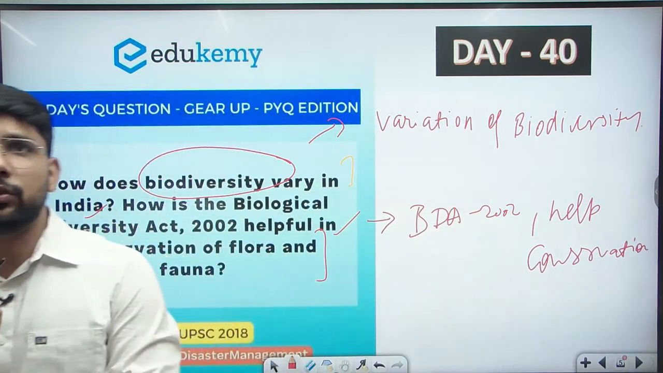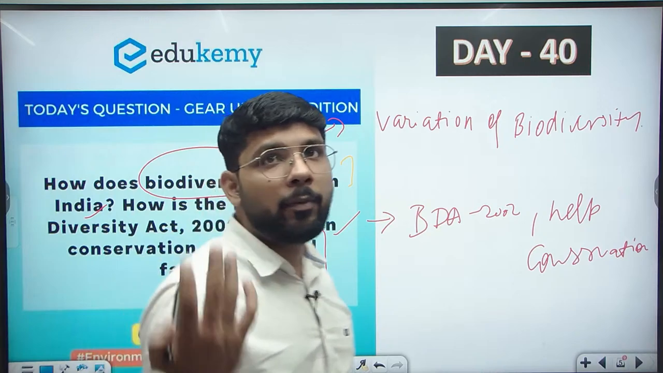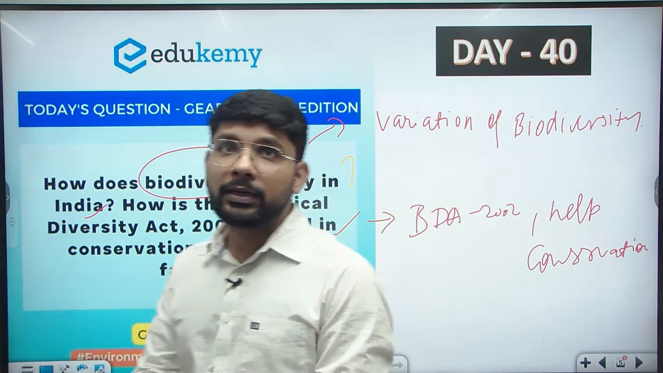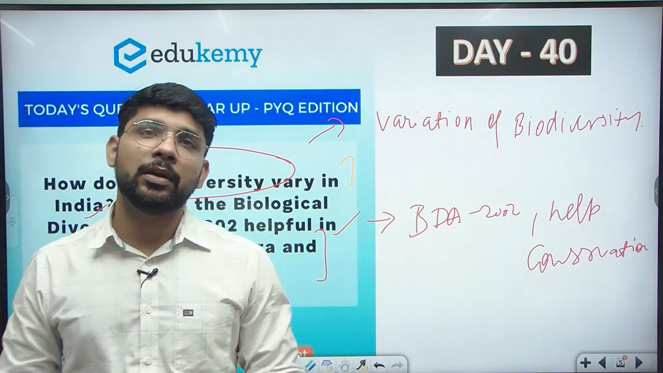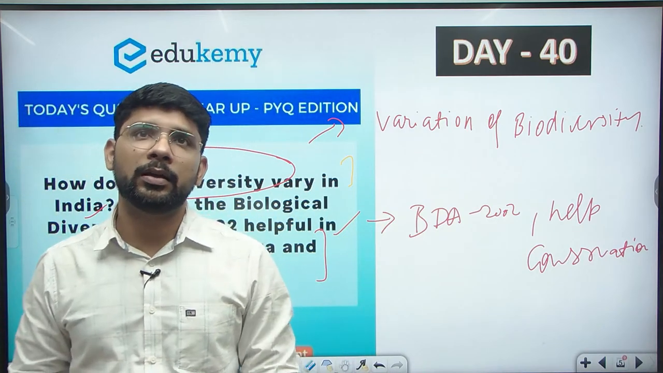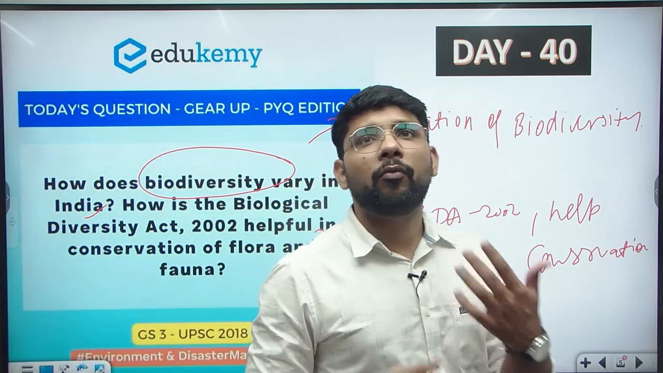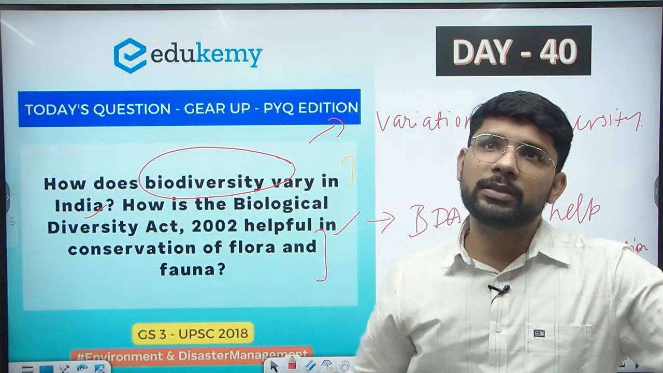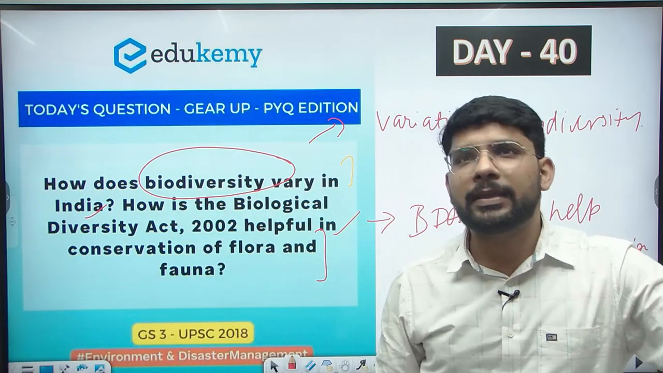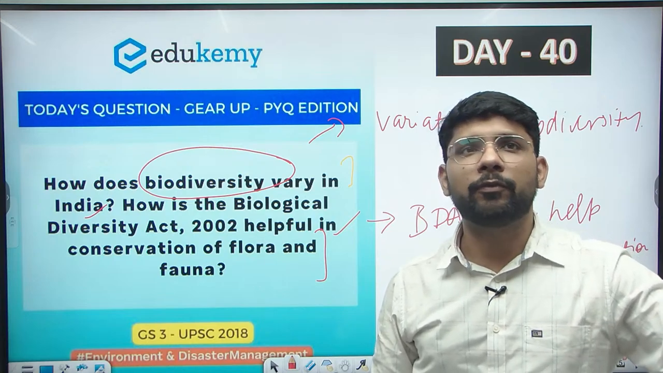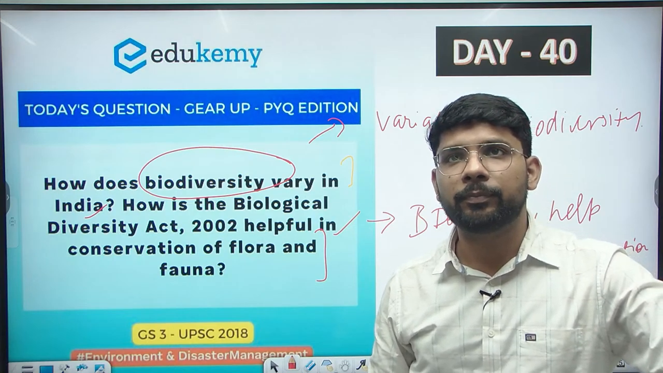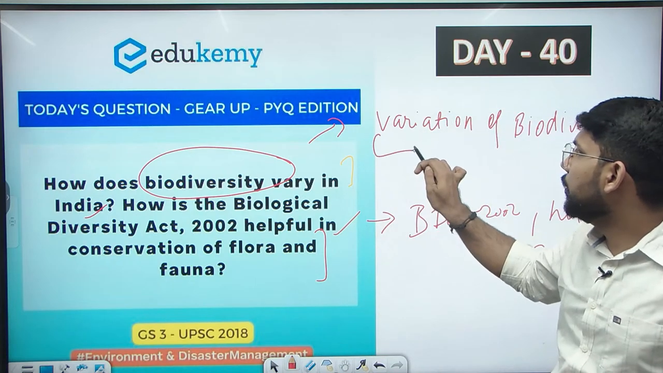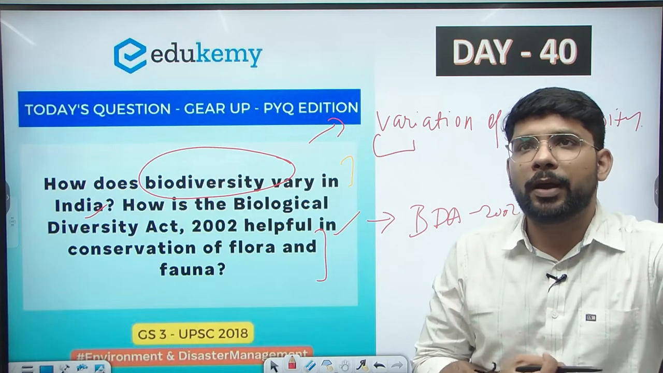The first demand is the variation of biodiversity in India: what type of biodiversity is found in the Himalayan region, Trans-Himalayan region, desert region, semi-desert, arid region, Western Ghats, Northeast India, and the Godavari plains. How does the biodiversity vary in these regions? We need to quote examples of flora and fauna in each area. This is the demand of the first part of the question.